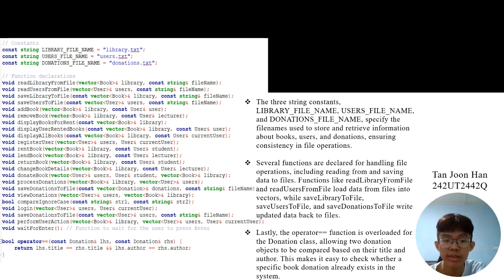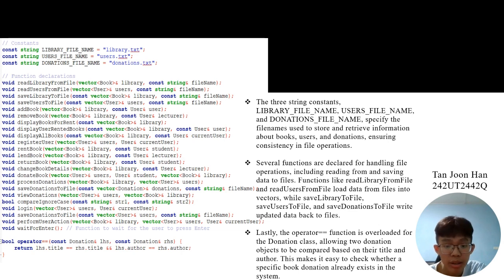Next, we declare three string constants: library file name, users file name, and donations file name. These specify the file names that are used to store and retrieve information about books, users, and donations to ensure consistency in file operations. Next, several functions are declared for handling file operations, including reading from and saving data to files. Functions like read library from file and read users from file load data from files into vectors, while save library to file, save users to file, and save donation file write updated data back to files. And some other functions are shown on the screen.